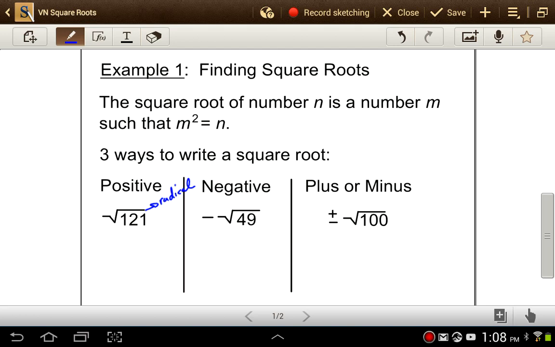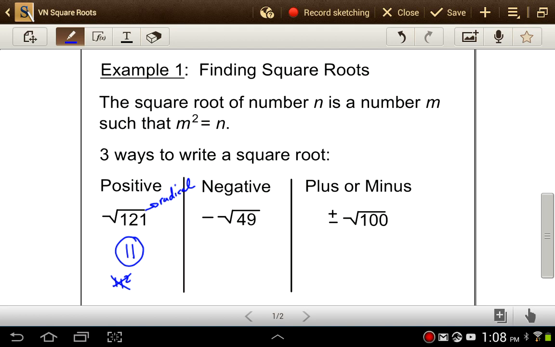So what I want to know is, the number under the radical would be like our n in our example up there. I want to know what number squared equals 121, or what number times itself equals 121. That is 11. Now if you look at the radical, the whole symbol, there's nothing out in front of it. When nothing's out in front, we know that it's positive. So the answer to this would be 11. Not 11 squared. Okay, we don't write this. 11 squared is 121. The square root of 121 is just 11.